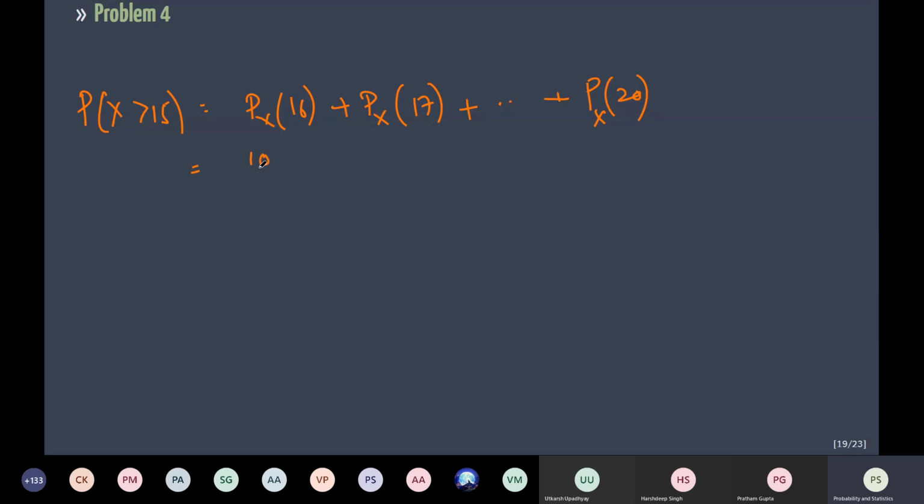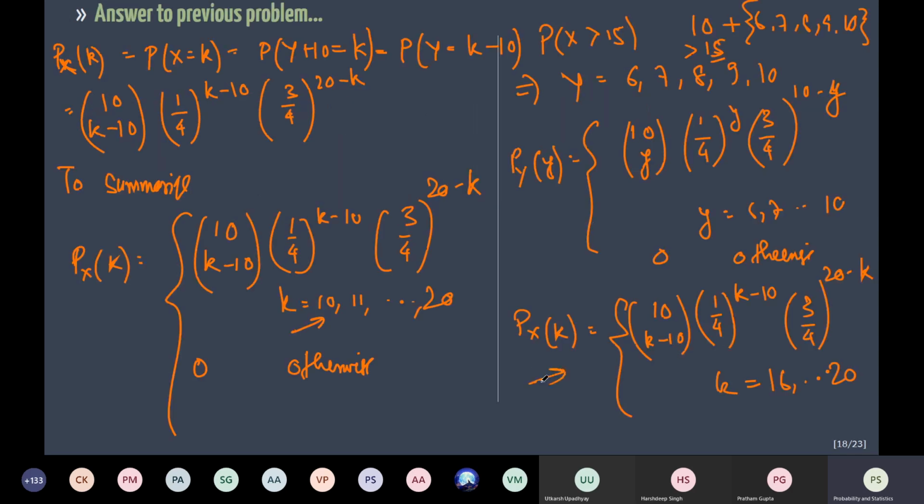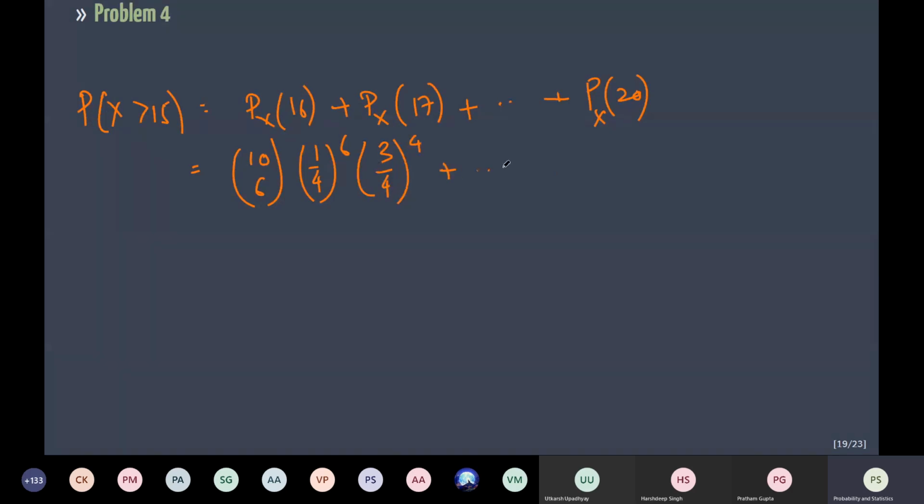Once we have the PMF, we can plug in these values. So this is like 10 choose 6, 1/4 to the 6, and 3/4 to the 4. We read this out from here, we have written this down, and then we just plug it in. You don't even have to explicitly compute these things in the exam. You can keep your answers like this. It is enough. So this will be the answer to this problem.